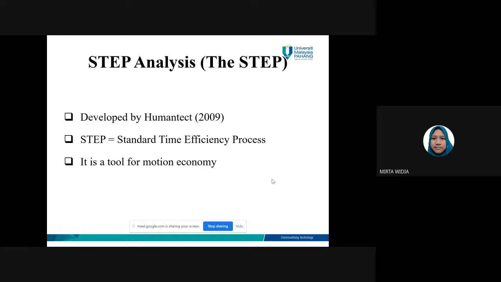We call this the STEP analysis. Okay, so this STEP analysis was developed by Human Tech in 2009. This is a tool for motion economy, meaning that we need to eliminate the non-value added tasks.